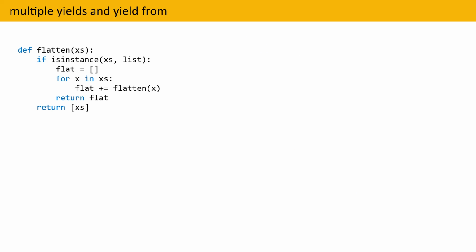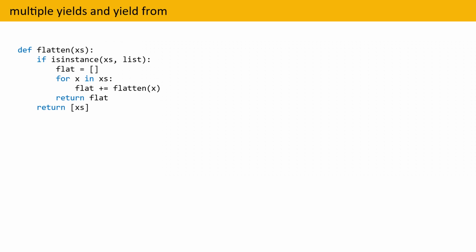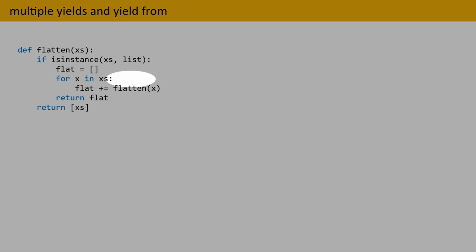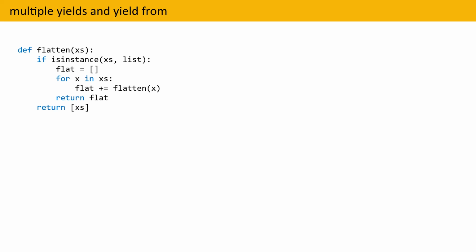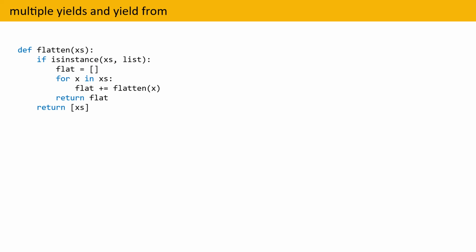A more interesting and common use case for generators is the flattening of large nested data structures. For instance, a nested list. Here, an eager implementation without the usage of generators. First, we check if the input xs to flatten is a list, and if so, we recursively call flatten for each element of the list and append the returned list to the flat variable. If the input to flatten is not a list, we wrap it in a list and return.